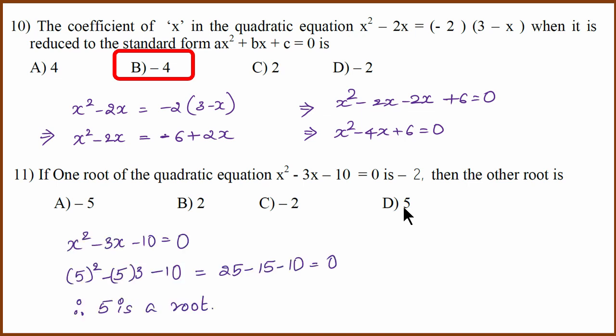I have tried 5, and you can see that when you try with 5, 5 square minus 5 times 3 minus 10 is 25. 5 square is 25, minus 15 minus 10. This thing is 0. Since if you replace x with 5, we get 0, 5 is a root.